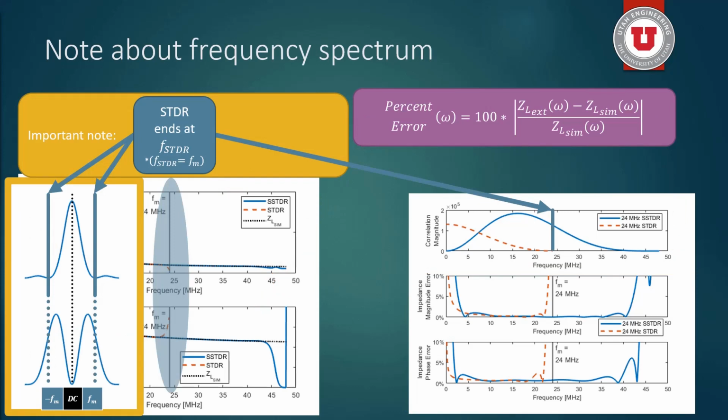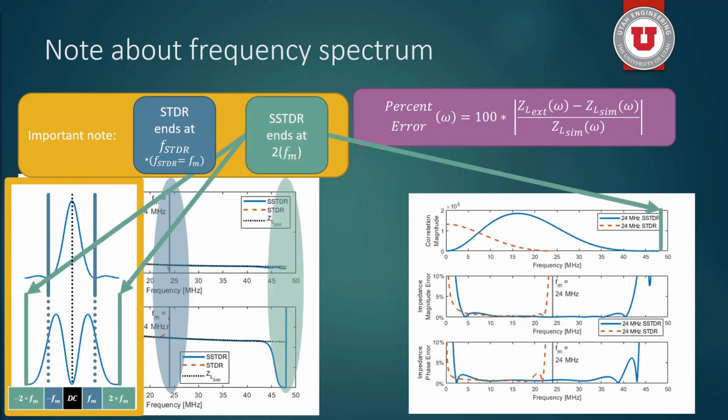The frequency spectrum of the STDR signal contains the DC component and ends at the frequency FSTDR. For simplicity of explanation and plotting purposes, we set FSTDR equal to FM for this presentation, where FM is the modulation frequency of the SSTDR signal. The SSTDR spectrum is shifted off the DC component by modulating the PN code with the square wave of frequency FM. Therefore, the SSTDR frequency spectrum ranges from greater than DC to 2 times the modulation frequency.